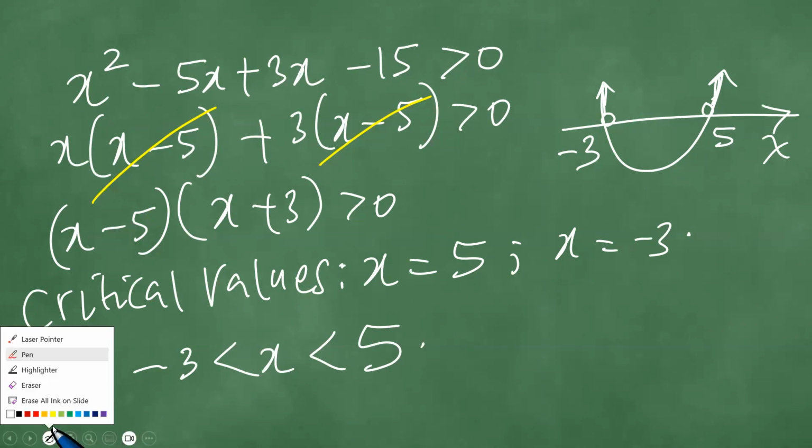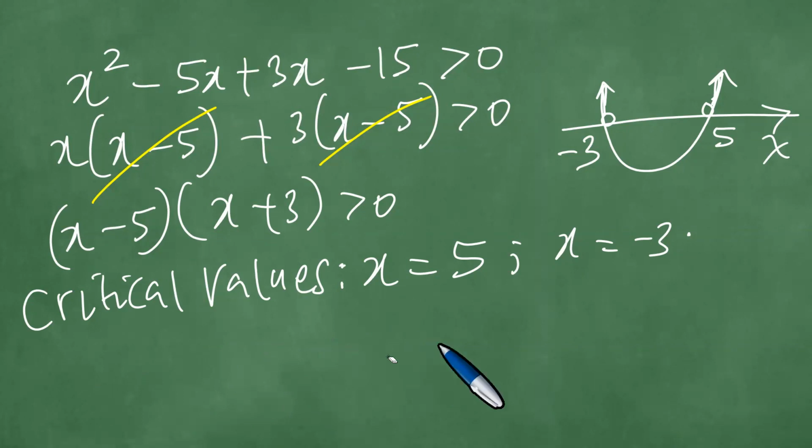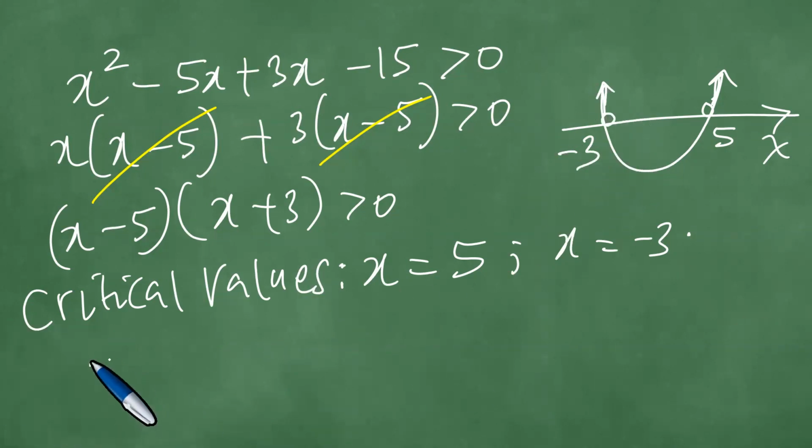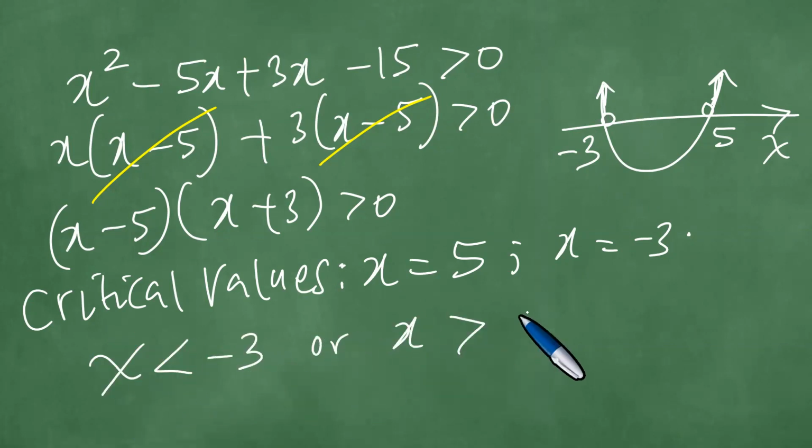Obviously, to see where these are bigger than 0, that will mean x is less than minus 3 or x is bigger than 5. Because when it's bigger than 5, you go higher like this, and when you go less than minus 3, you go higher like this. So it's when you go in these directions that the quadratic is greater than 0, when the quadratic progresses upwards above the real line. And so this is the answer.